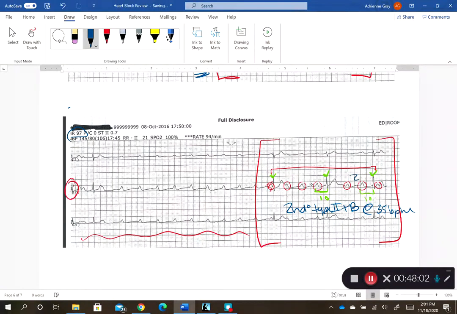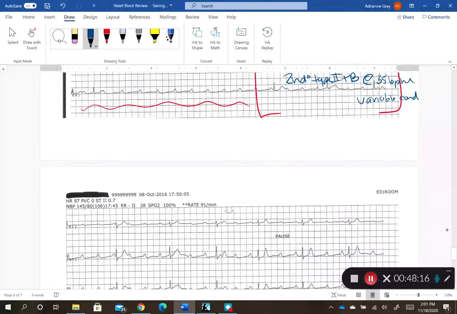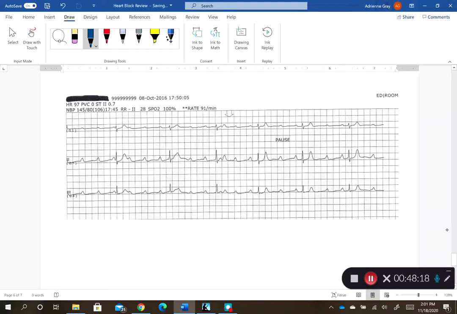So here I only have 2 P waves. This one I have 3 P waves. Oh, I'm going to run out of room. So variable conduction. So that's the second part. So that part ended about right here. All right, so that's the strip that we kind of just looked at.